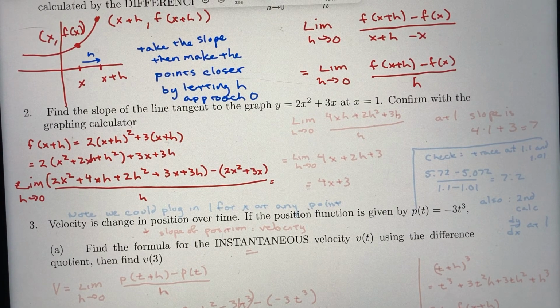Yeah, what does that come out to? Let's see. The 2x squareds cancel. The 3x's cancel. Let's see. And because we're being a little lazy, we're just going to factor the h's out in our head. And it's the limit as h goes to 0.